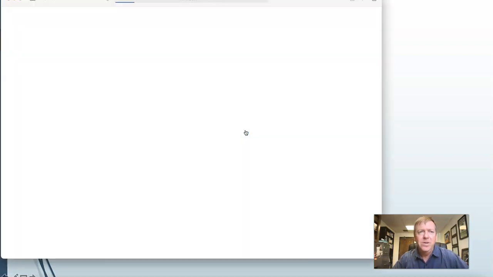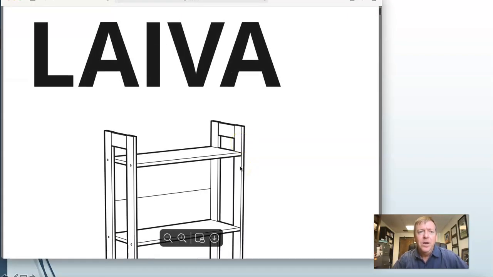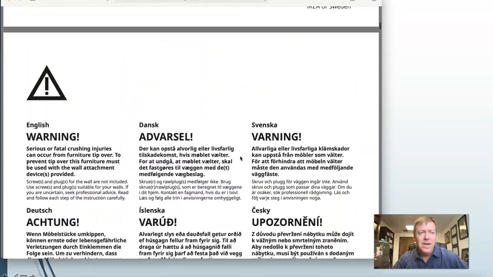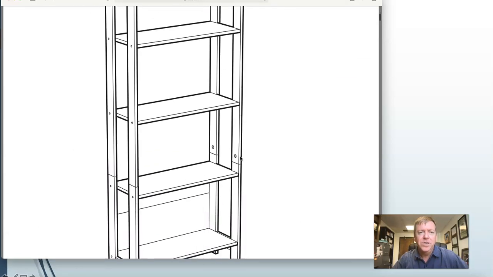Here's an example of unconventional. What did I have for unconventional? All right, so this is one of IKEA's assembly instructions for this bookcase.